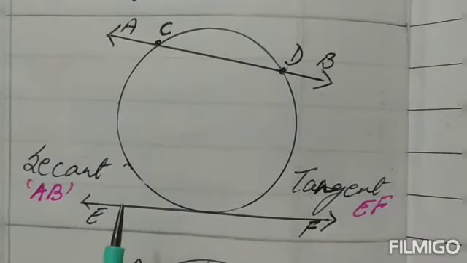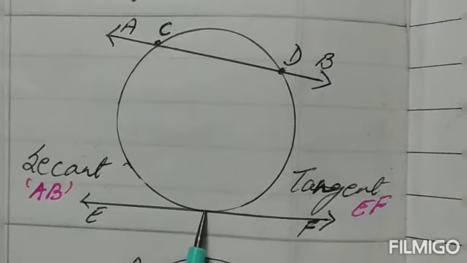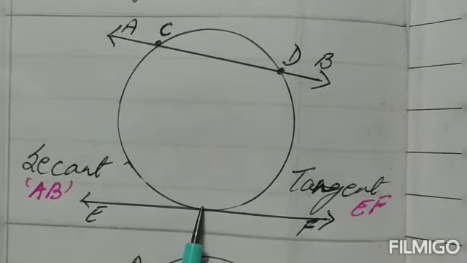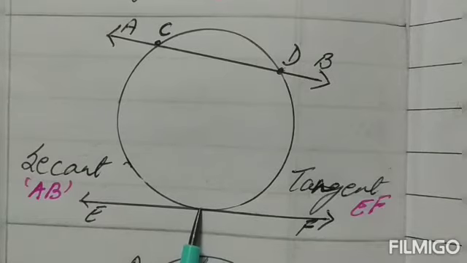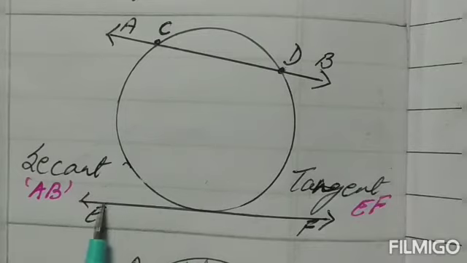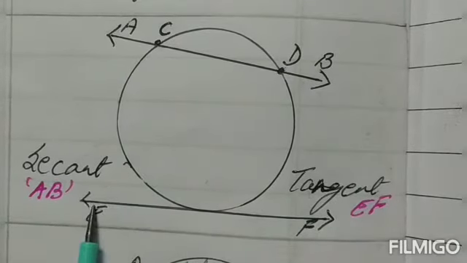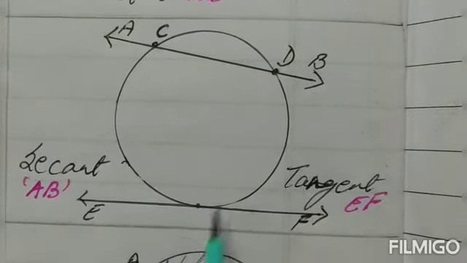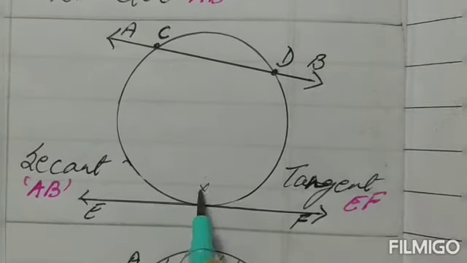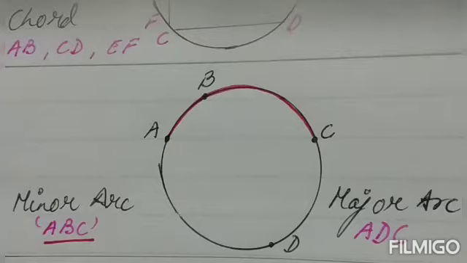Similarly, children, any straight line which is drawn in such a way that it touches the circumference only at one particular point, and it will not be drawn inside the circle but externally it touches the circle at only one single point, then that straight line which is touching it is known as a tangent. So E, and suppose it is touching the circumference over here at a point X, then EXF is a tangent.